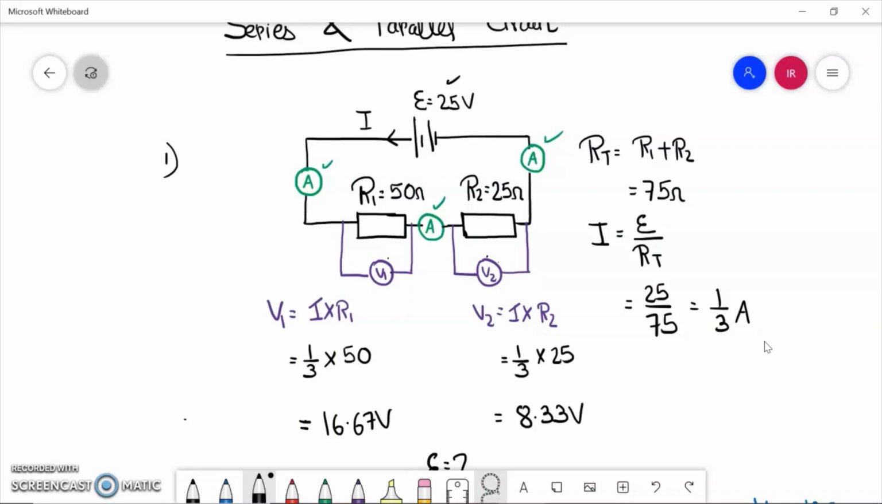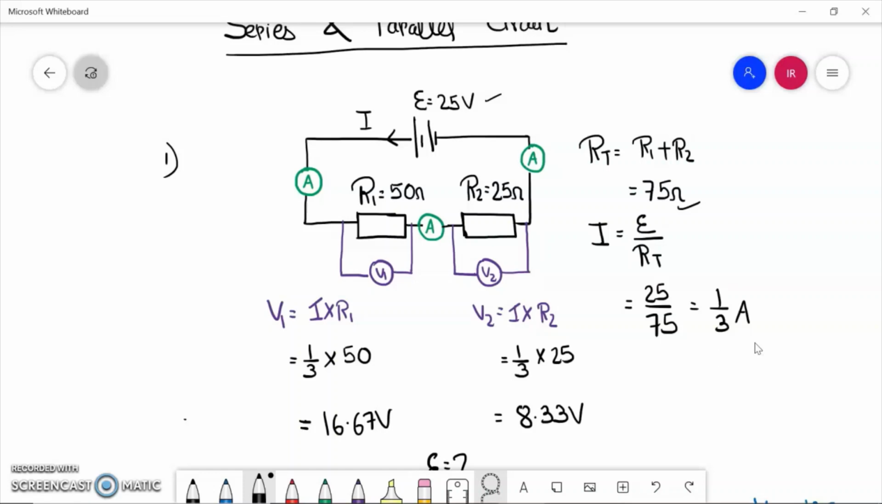Alright, so the first step is to find the total resistance in a series circuit. How do we find the total resistance in a series circuit? We simply add the resistors. Since there are only two resistors here, we'll just add them. 50 plus 25 gives us 75 ohms. Once we know the total resistance and the total voltage, we can find the total current in the circuit, which is total voltage divided by total resistance. 25 divided by 75 gives us 1/3 ampere. That is the total current in the circuit. Very good, we are done with the total current, very simple.